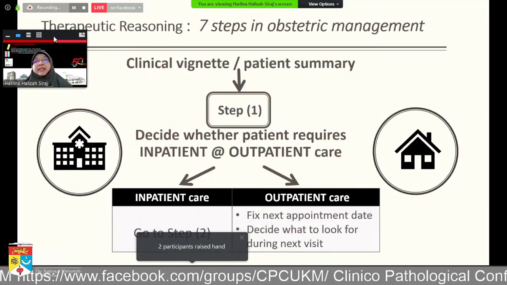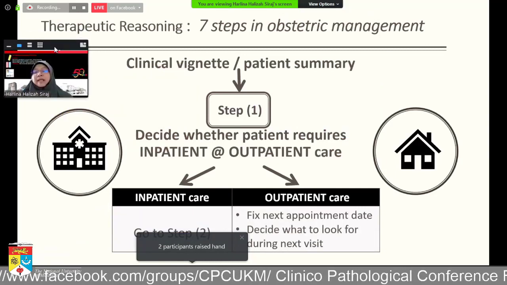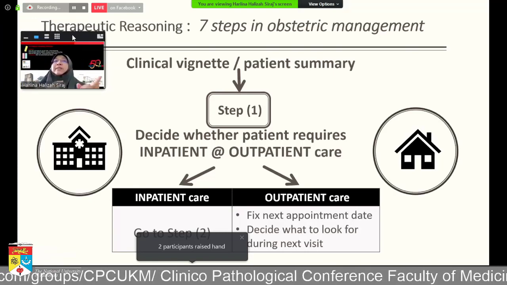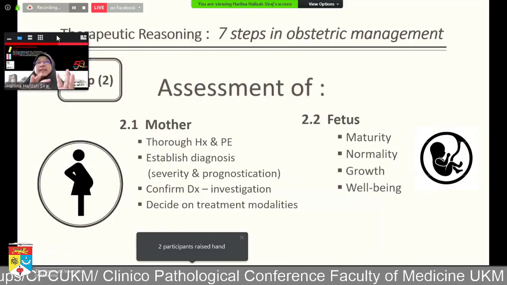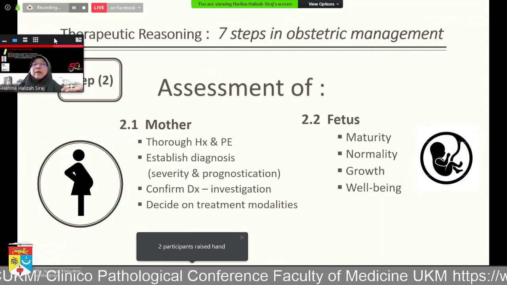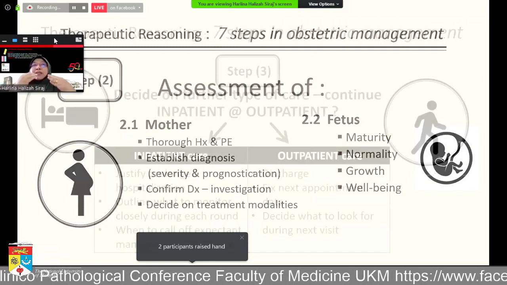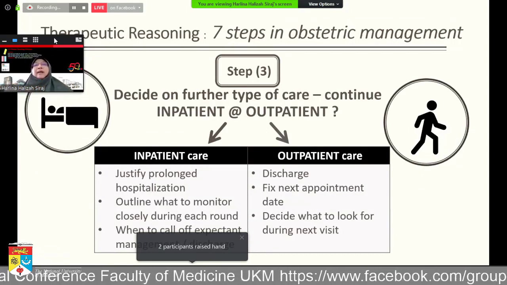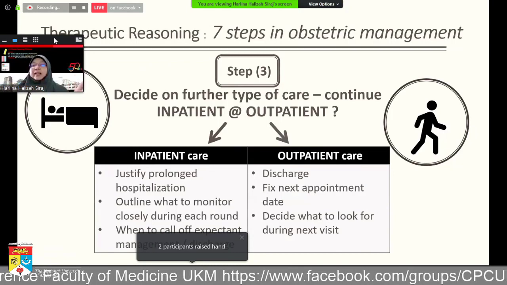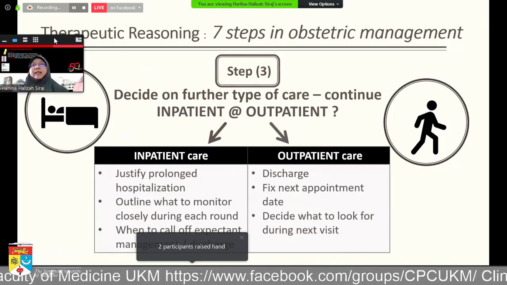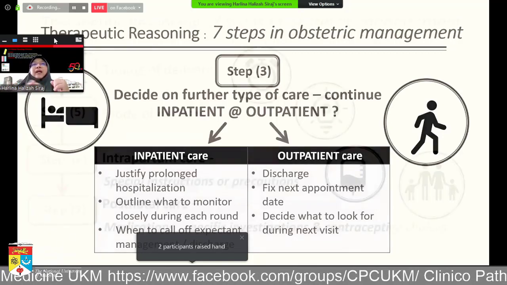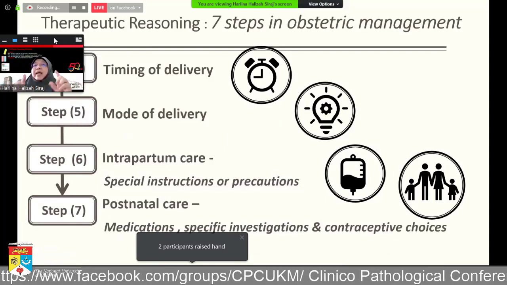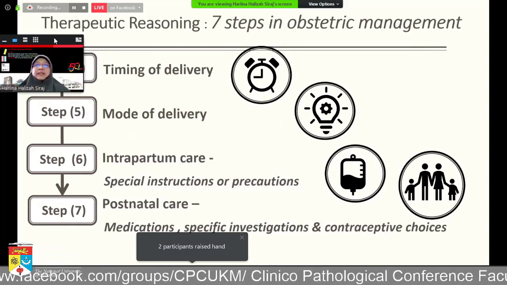These are the therapeutic reasoning steps, and I'm taking obstetrics as an example. After they have a diagnosis, more or less, they have to decide, is it inpatient care or outpatient care? And let's say if it's inpatient care, they need to assess, of course, in obstetrics, the mother and the fetus. And of course, after they have been given treatment, do you actually continue the inpatient care or can they be discharged? And if they need inpatient care, what is the justification? And for step 4, it is the timing of delivery, mode of delivery, intrapartum care, and finally postnatal care. These are the therapeutic reasoning steps.